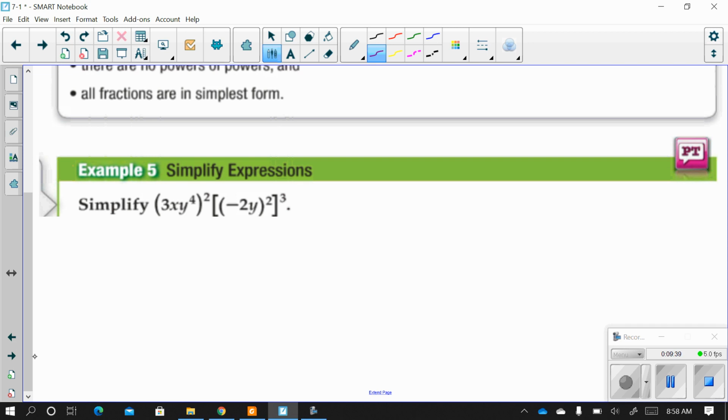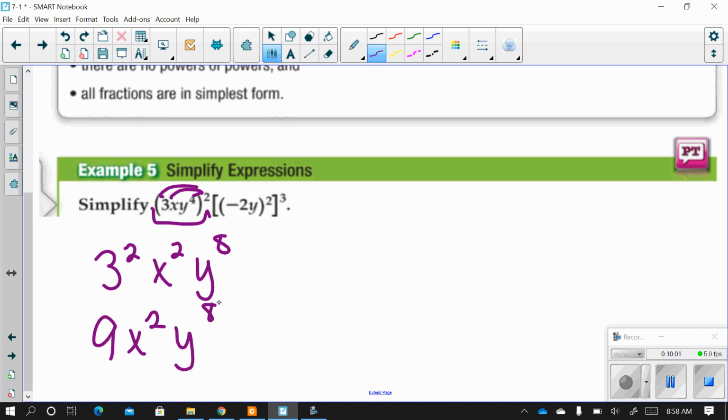So I like to break it down one set of parentheses at a time. Okay, so let's focus here. Okay, so I've got this power outside, so I need to distribute that to everything. Okay, so it gives me 3 squared, x squared, y to the power, we multiply, y to the 8th. Okay, if I keep going, 3 squared, I can turn that to 9, x squared y to the 8th. Okay, that's as far as that can go.